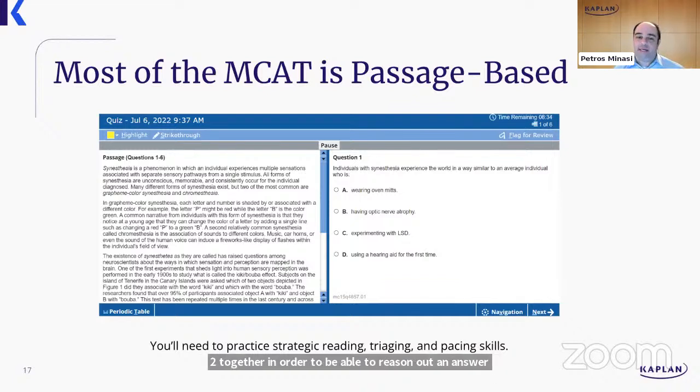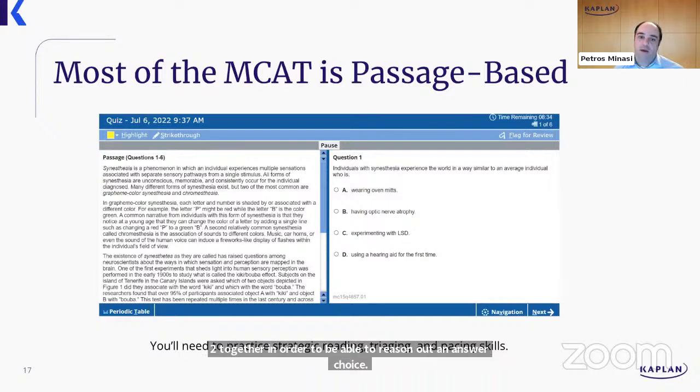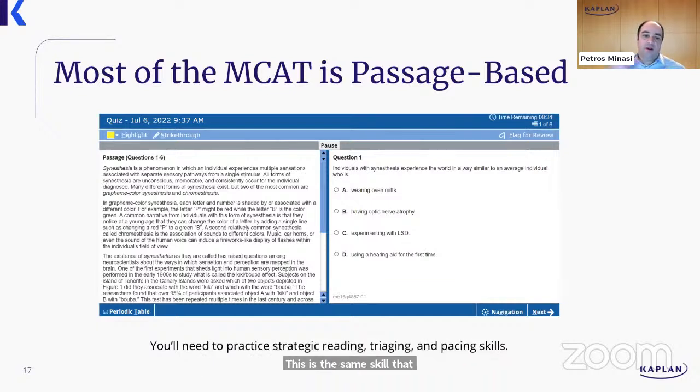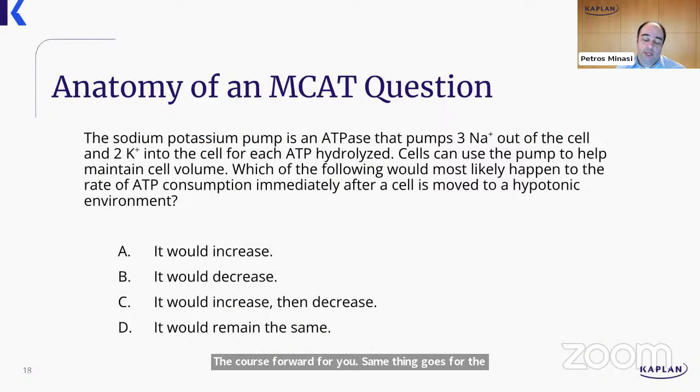This is the same skill that physicians are utilizing on a daily basis, right? They've got their knowledge from their years of experience through med school, through residency, through practice. You go into the office and say, here are the symptoms that I am presenting. The physician then has to be able to say, okay, based on what I'm seeing in you, based on what I know, here's my diagnosis and here's the course forward for you. Same thing goes for the MCAT. It's, here's the information, here's the course forward that we're going to be looking at.